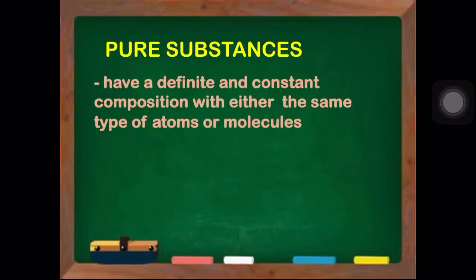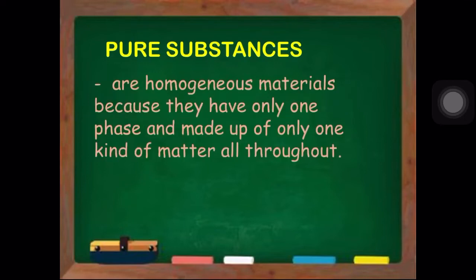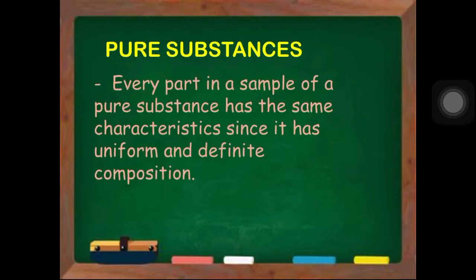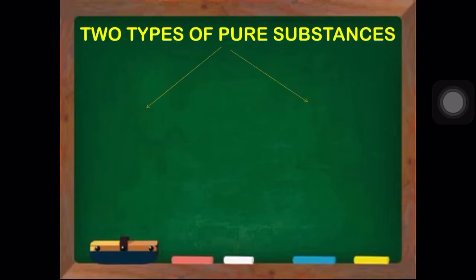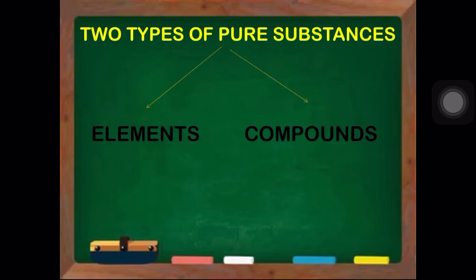Now, what is a pure substance? Pure substance ay binubuo lang ng isang klase ng atom o kaya naman ay grupo ng mga atoms na tinatawag nating molecules. They are homogeneous material. Ibig sabihin ay pareho ang structure at chemical composition nito kahit saang bahagi ka man kumuha ng sample. Ang pure substance ay may dalawang uri. The two types of pure substance are elements and compounds.